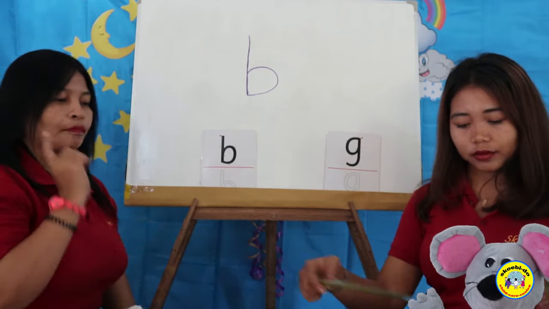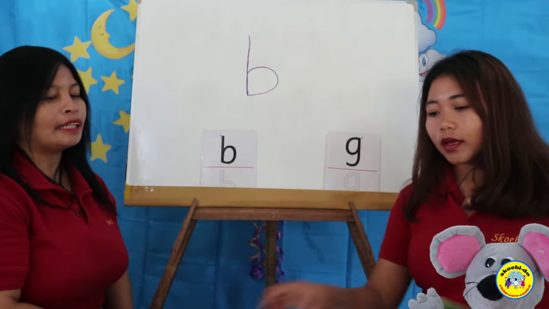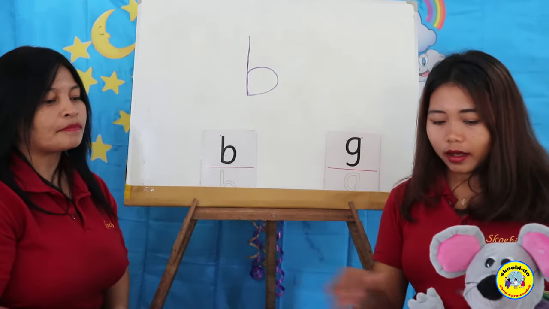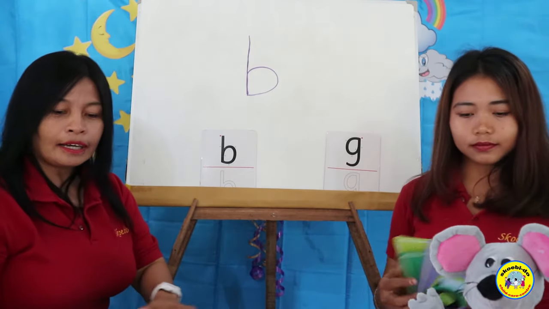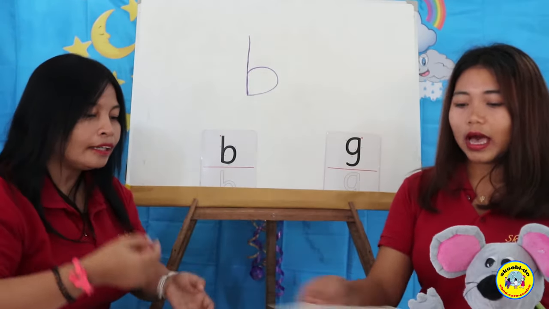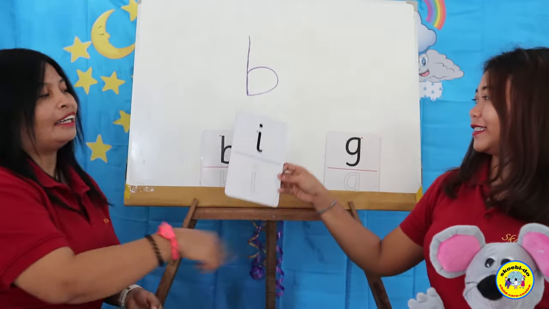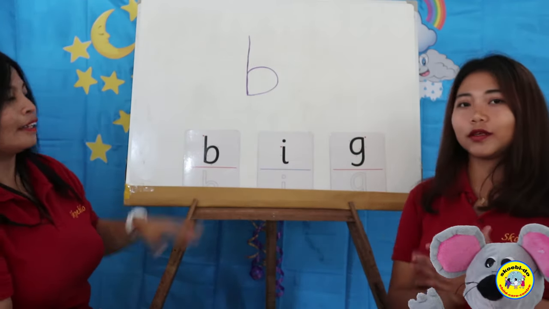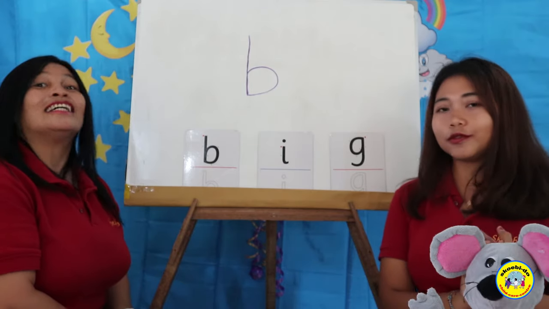The other letter. What letter do you need, Miss? Just tell me. I will help you. I want the letter I. Where is the letter I? I. Ah, here. Okay, there we go. So, let's start to blend.